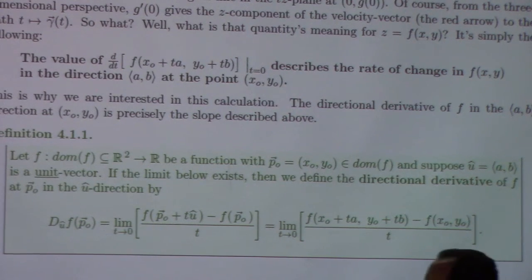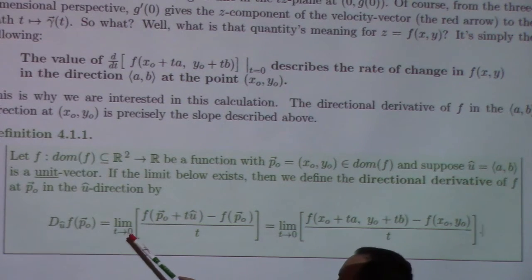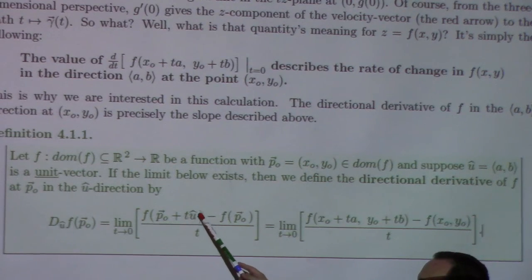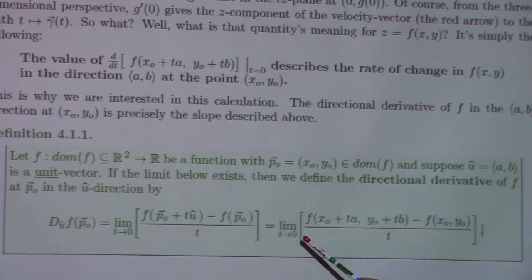Here's the careful definition, then here's the notation for it. The directional derivative of f in the u hat direction at the point p naught is given by this limit. It's adding a multiple of the u hat vector and fixing everything else, so you're changing the argument along the u hat direction but no other direction, and taking that change to 0. In more detail, if a and b are the components of u hat, then you take f of x naught plus t a, y naught plus t b, minus f of x naught, y naught, over t. That's the definition of the directional derivative. Okay?